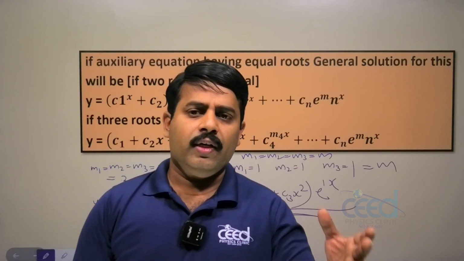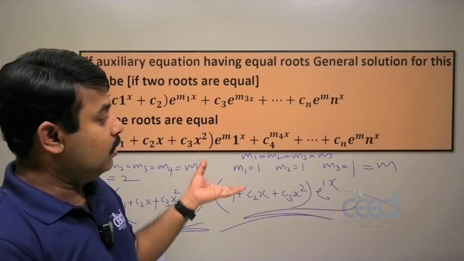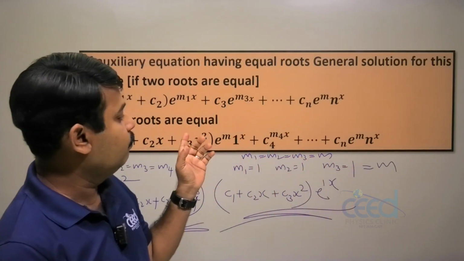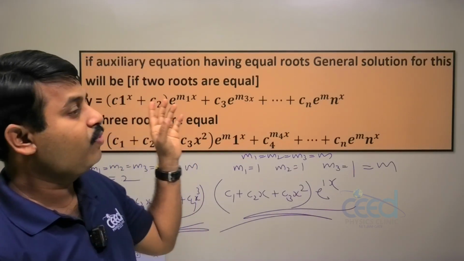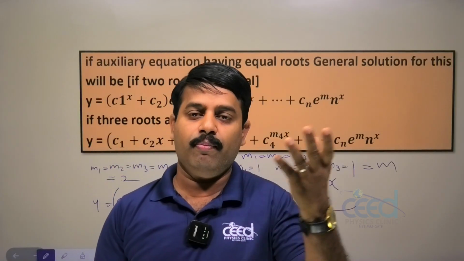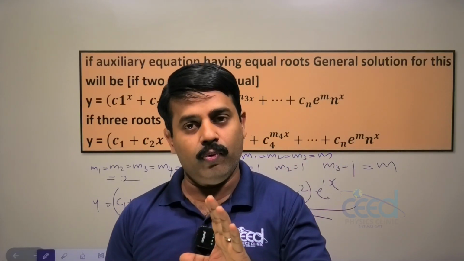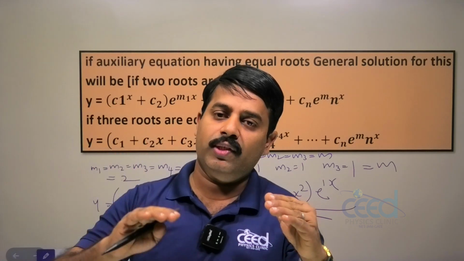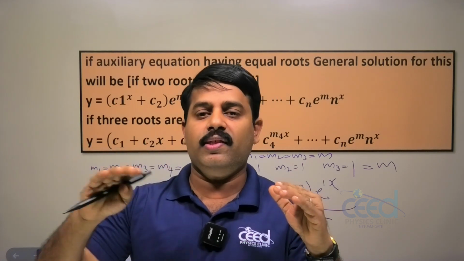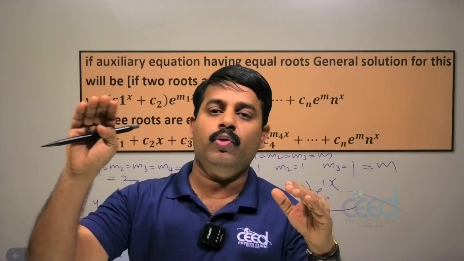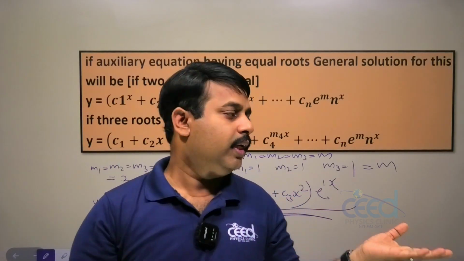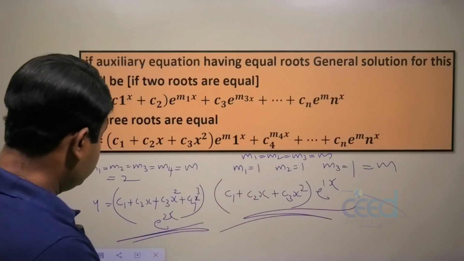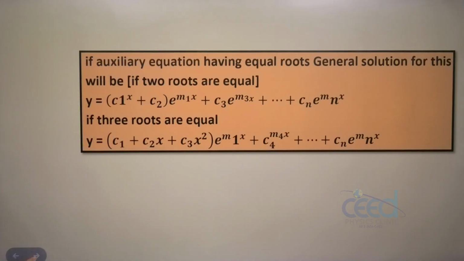So this is the method. First you find the auxiliary equation. Auxiliary equation means an equation in terms of m. Then by solving you get the m values. If all the m are different, y is c1 e raised to m1x plus c2 e raised to m2x plus c3 e raised to m3x, where m1, m2, m3 are all different. If the m value is the same, you write like this. Now let us do one example, then you will get more idea.